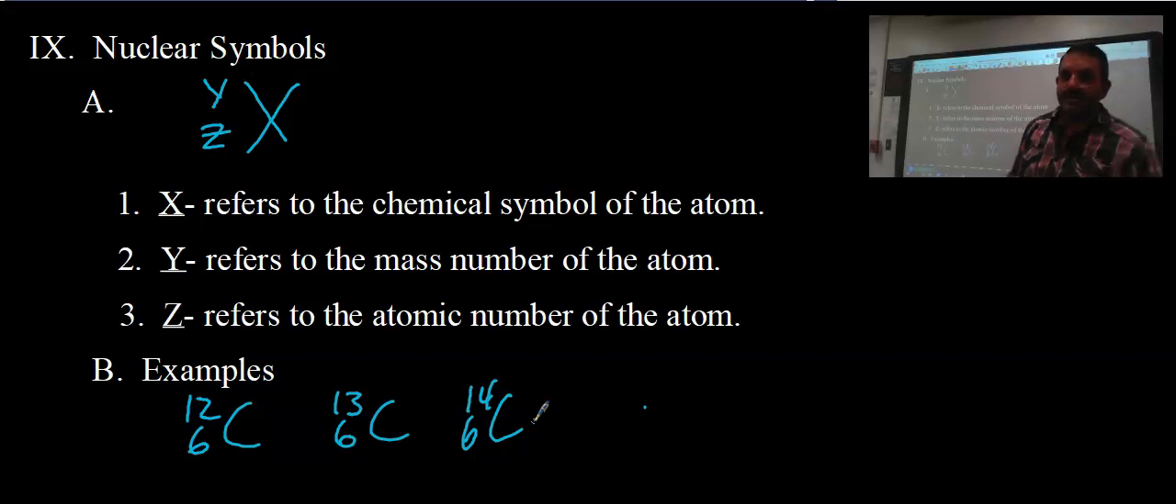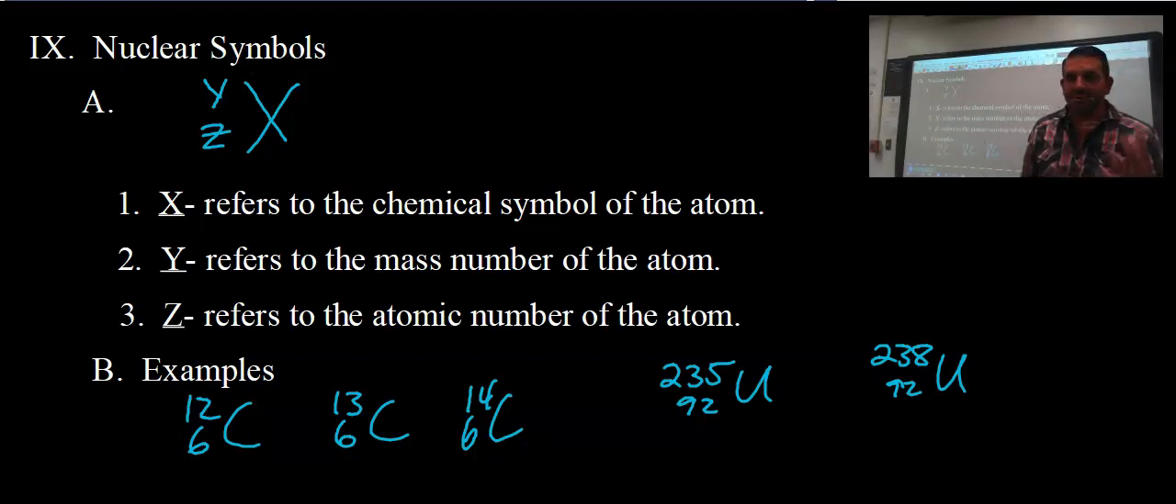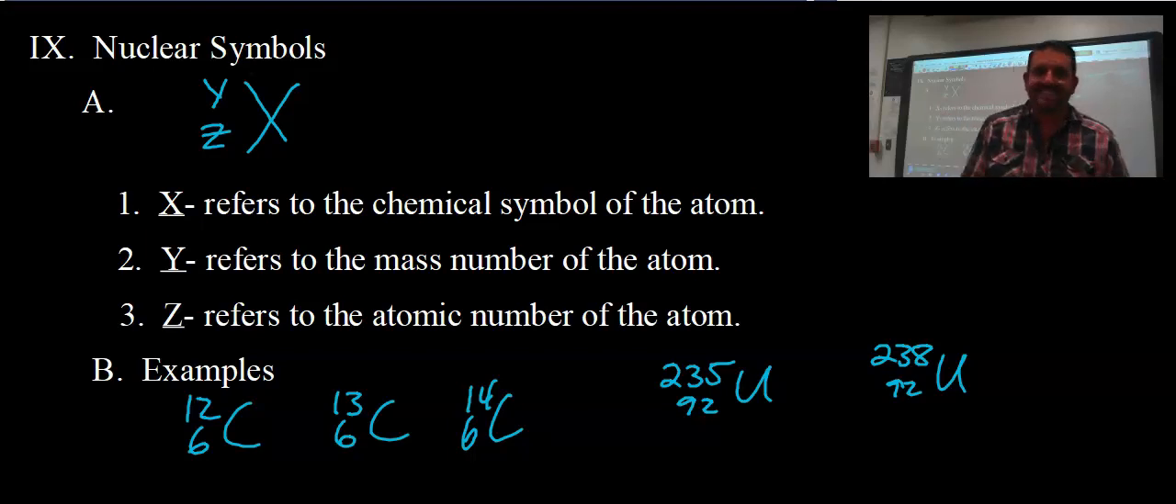Go ahead and pause the video, write the nuclear symbols for both isotopes of uranium. You might need to go back in your notes and see what those are. Pause the video. All right, uranium has 2 isotopes. Here they are. So hopefully you found them. They are uranium-235 and uranium-238. Here are their nuclear symbols. Again, just another way of representing an isotope, or isotopes in this case.